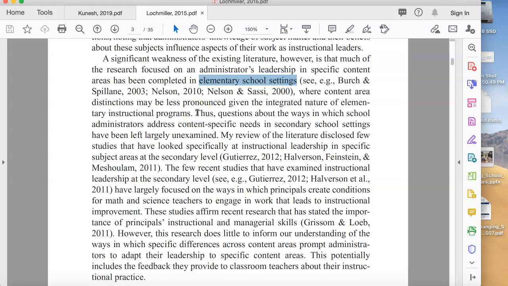So he says, what we know about how principals and assistant principals and other administrators lead or guide instruction in their schools is going to be different in elementary and secondary schools, but we don't really know what those differences are. We don't have research that covers that. So what he's done is highlight this gap. He's sort of said, this is the problem in the research that my study is going to address.